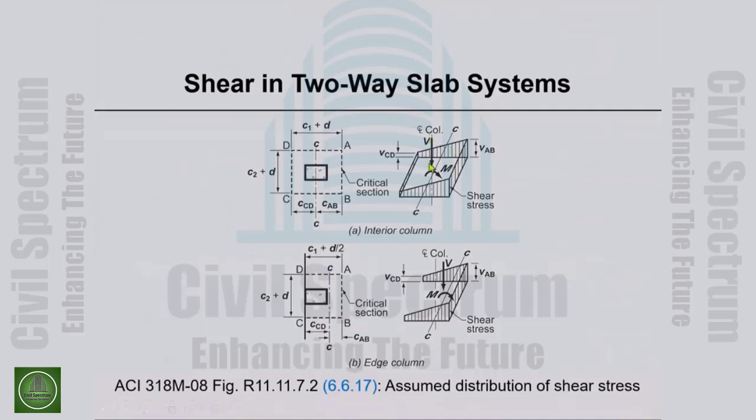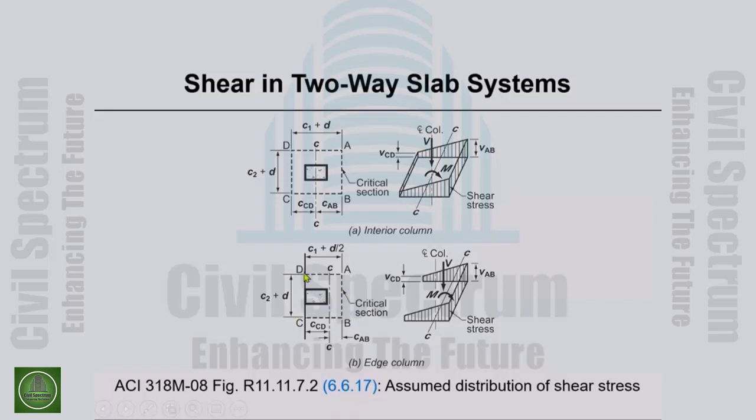So the direct shear causes uniform stresses on the four faces of the critical section, but this unbalanced moment causes additional shear stresses on the right face of the critical section, and takes away from the shear stresses on the left face of the critical section. So then we are left with this kind of a shear distribution.